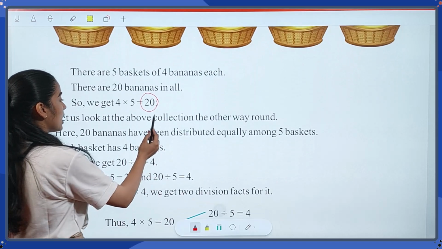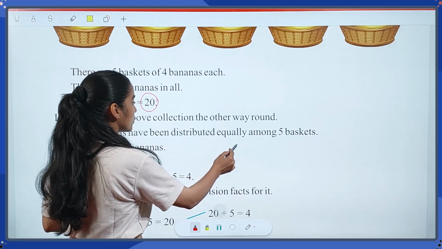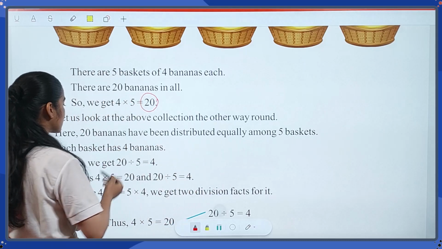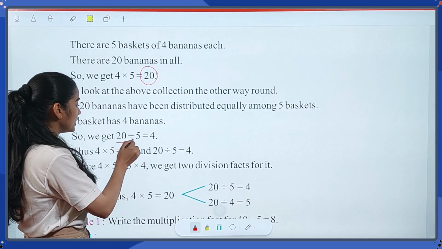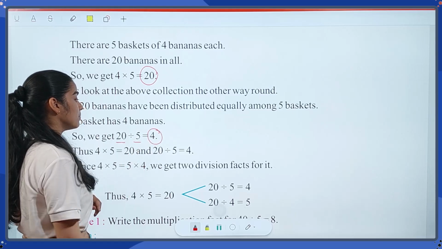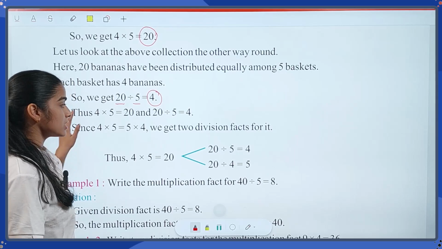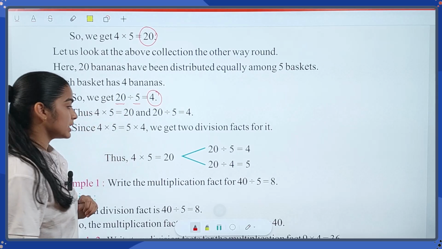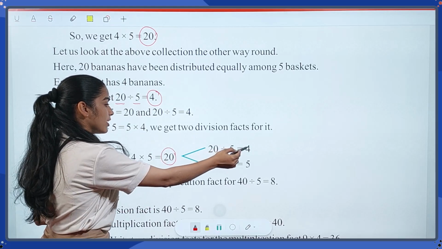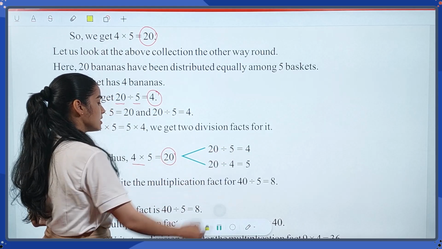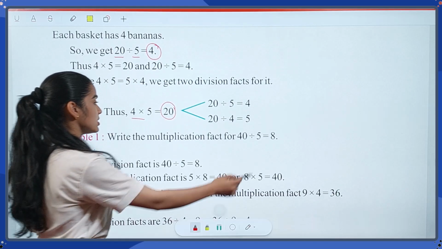Let us look at the above collection the other way round. Here 20 bananas have been distributed equally among 5 baskets. Each basket has 4 bananas. So how can we get it? If we divide 20 by 5, we get 4 bananas in each basket. So it means this is the inverse of the multiplication. Now 4 multiplied by 5 is 20, and 20 divided by 5 is 4, and 20 divided by 4 is 5.